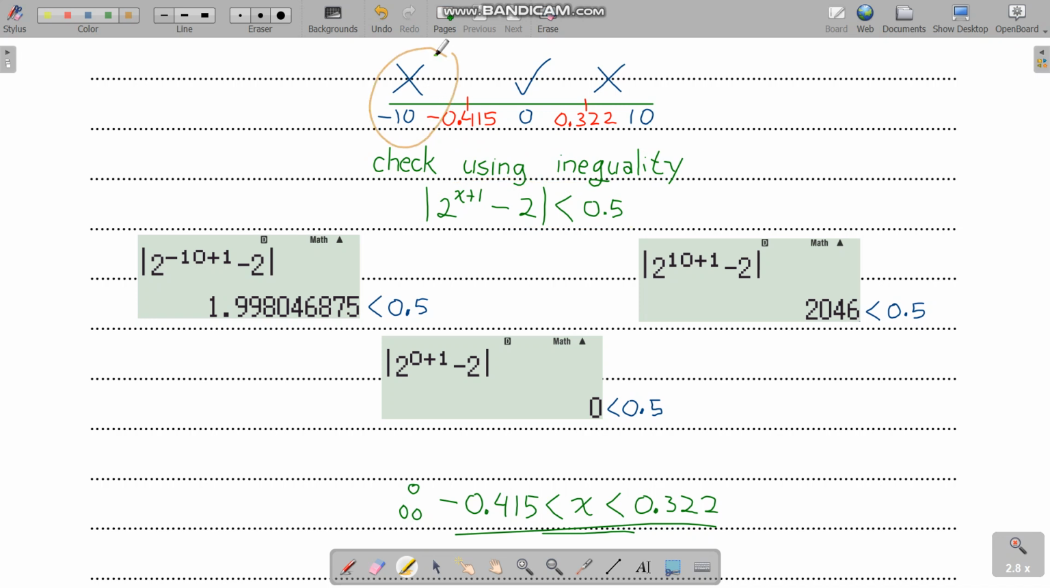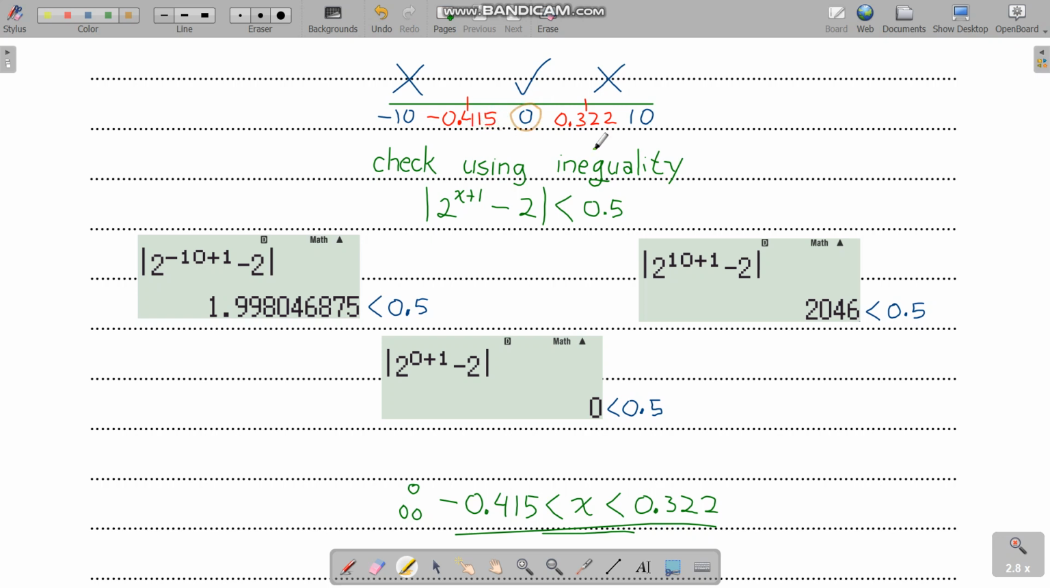So for the left interval we can use something smaller than negative 0.415, such as minus 10. Just use a calculator. Remember we have the ABS button in the calculator, or the absolute value button, and after you use a calculator we get 1.998 something, and on the right we have 0.5. Is 1.99 smaller than 0.5? Of course this is wrong, that's why we do not use this left interval. This is rejected.